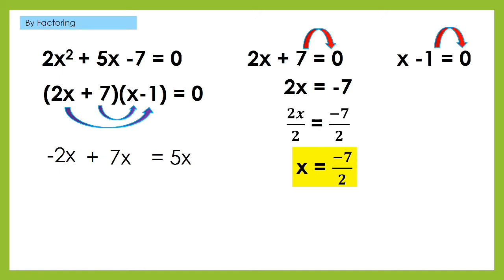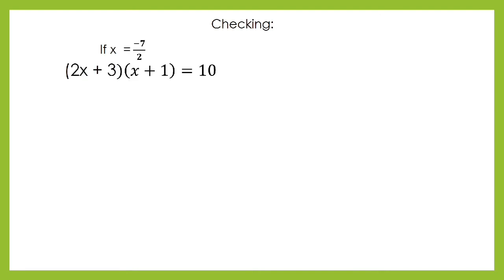The second factor is x minus 1. We will equate it to 0. And then solve for x. Okay, from negative 1, transpose, it will be positive 1. So, the second root is x equals 1. Tingnan natin kung tama yung mga nakuha natin, roots or solution. Let's do the checking. The first root is negative 7 over 2.